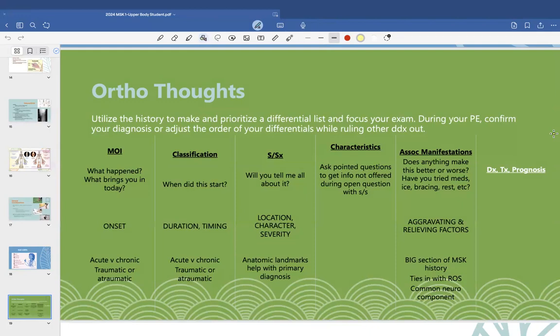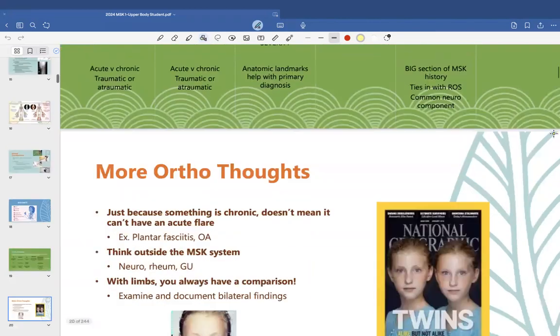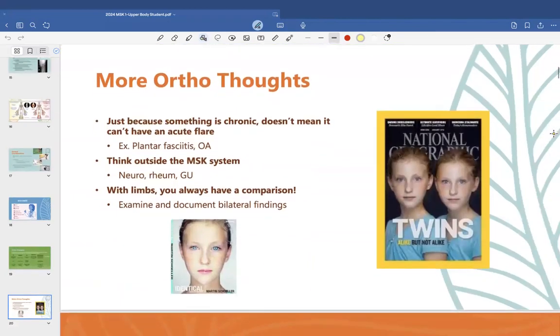All right, going into orthopedic thoughts. Just because something is chronic doesn't mean it can't have an acute flare. That goes for George and his rheumatoid arthritis, right? He's had that since he was 31, he's 85. He still has acute flares. That can go with anything in MSK. Same with osteoarthritis. Patients have stuff for a while and boom, acute flare. Sometimes we know why, sometimes we don't. So listen to that in your history and as you're classifying what's going on.